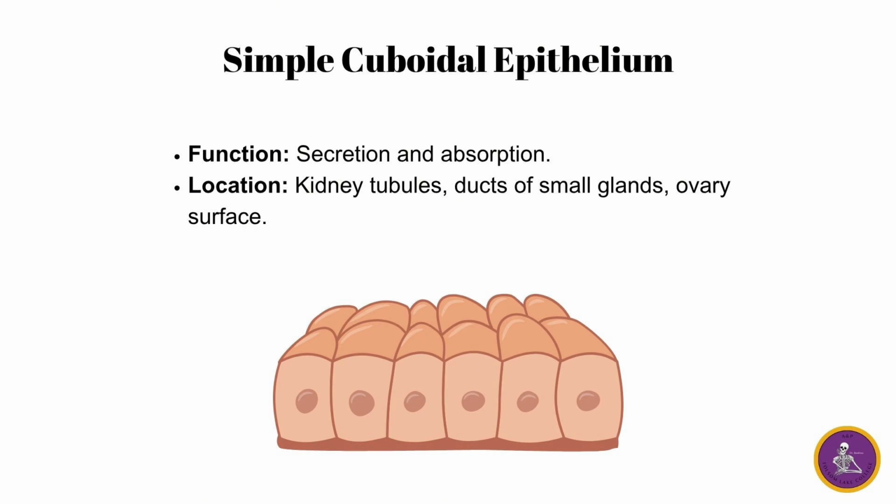Because these cells have more cytoplasm than squamous cells, they're better suited for secretion and absorption. This tissue lines the kidney tubules, where it helps modify the filtrate by absorbing needed substances and secreting others. You'll also find it in the ducts of small glands, where it helps release secretions, and on the surface of the ovary, where it plays a role in hormone-related processes.